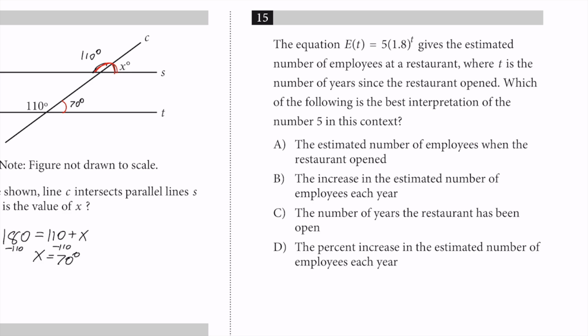So when we think about this, right when the restaurant opens, t is equal to 0. So if we plug in 0 for t, we get 5 times 1.8 to the 0. Anything raised to the 0 power is 1. So 5 times 1 equals 5. So when the restaurant opens, there are 5 people. Therefore, 5 is the best interpretation: the number of people when the restaurant opens.